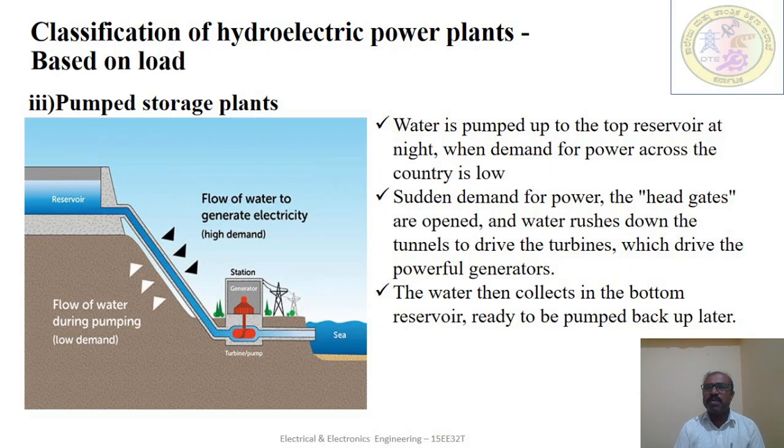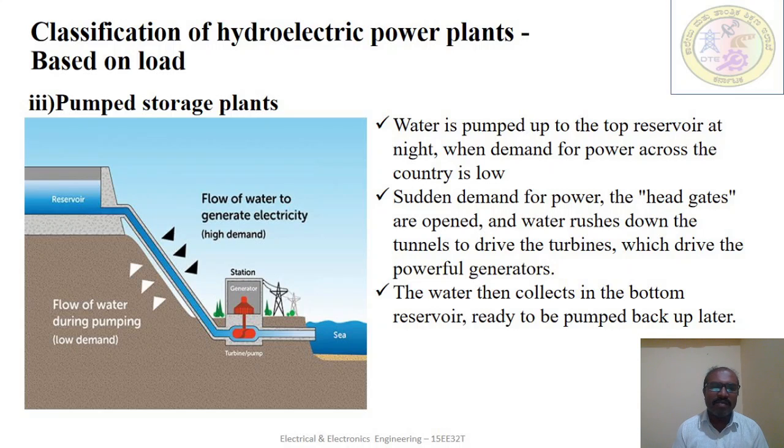The water is pumped up to the top reservoir at night, when the demand for power across the country is low. When a sudden demand for power arises, the headgates are opened and the water rushes down the tunnels to drive the turbines, which drive the powerful generator, so that power can be generated almost instantly. When the demand requires, it can start generating power. The water then collects in the bottom reservoir, ready to pump back later.